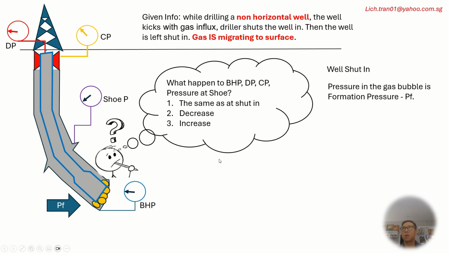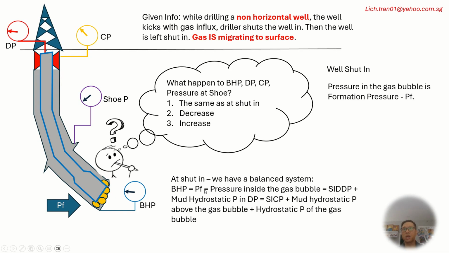So initially at shut-in, you know that the formation pressure is acting against the well bore. So the bubble pressure, meaning the pressure inside the bubble, equals the formation pressure. We call it PF, right? So at shut-in, we have a balanced system. Bottom hole pressure equals formation pressure, equals the pressure inside the gas bubble, equals the shut-in drill pipe pressure plus the mud hydrostatic pressure inside the drill pipe, equals the shut-in casing pressure plus the mud hydrostatic pressure above the gas bubble plus the hydrostatic pressure of the gas bubble.